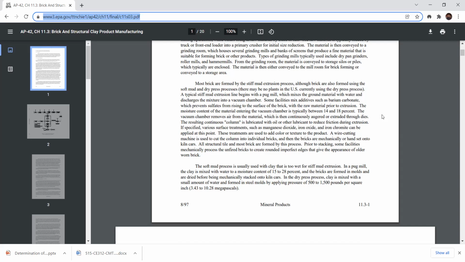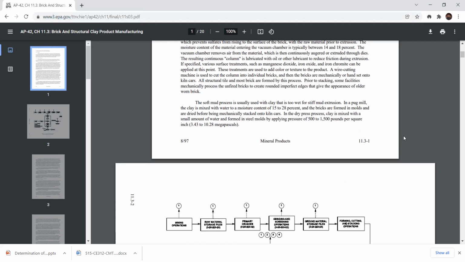Some facilities mechanically process the unfired bricks to create rounded and imperfect edges that give the appearance of older worn bricks. The soft mud process is usually used with clay that is too wet for stiff mud extrusion. In a pug mill, the clay is mixed with water to a moisture content of 15% to 28%, and the bricks are formed in molds and are dried before being mechanically stacked onto kiln cars.